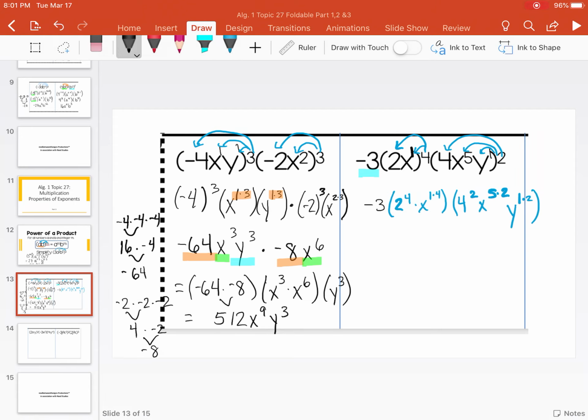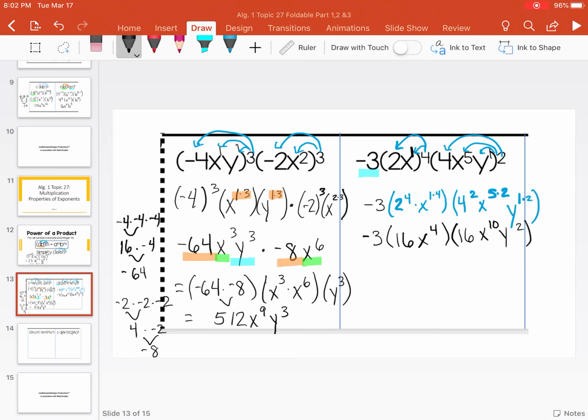So if we want to multiply this together, we're going to get negative 3. Now 2 to the 4th is 2 times 2, which is 4, times 2, which is 8, times 2 again, which is 16, times x to the 4th, and then 4 squared is also 16, times x to the 5 times 2 is 10, times y squared.